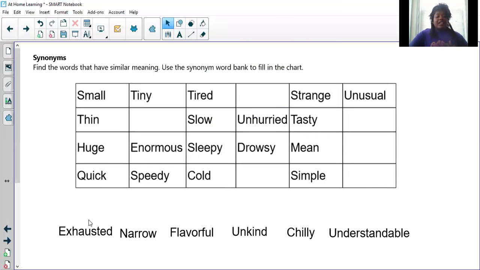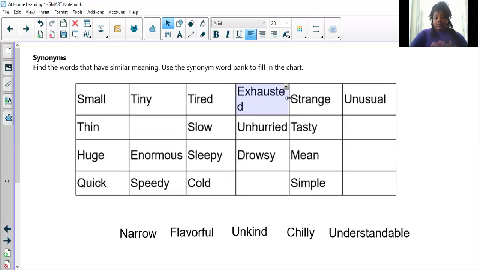All right, the next word is exhausted. Now, exhausted means also tired. It could also mean sleepy, but we're gonna put exhausted with the tired.